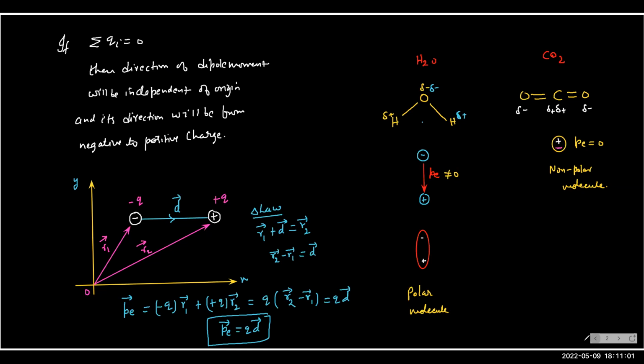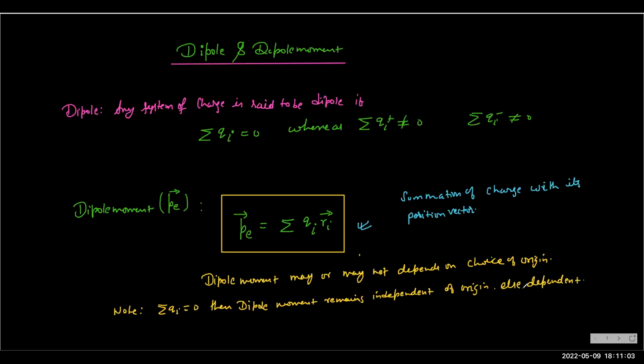So, I need to explain in quick detail dipole and dipole moment. A dipole is any system of charge where the summation of charge is 0, whereas the independent plus and minus charges are non-zero. Dipole moment is the mathematical calculation which is simply the summation of charge with its position vector.